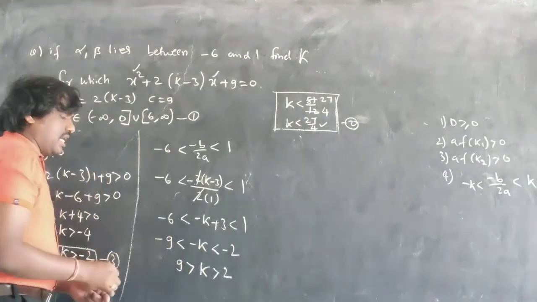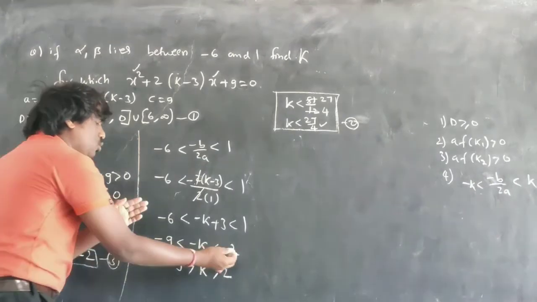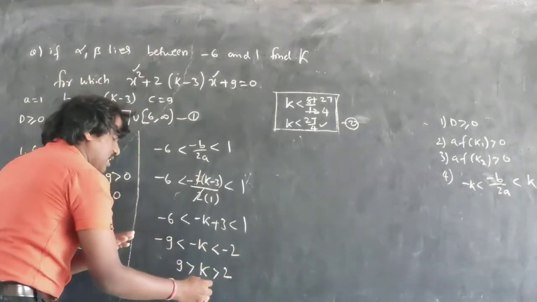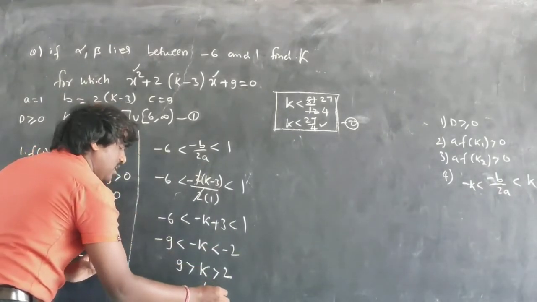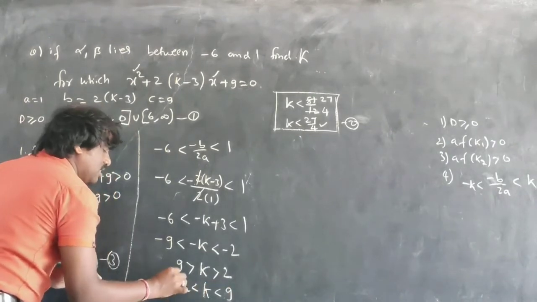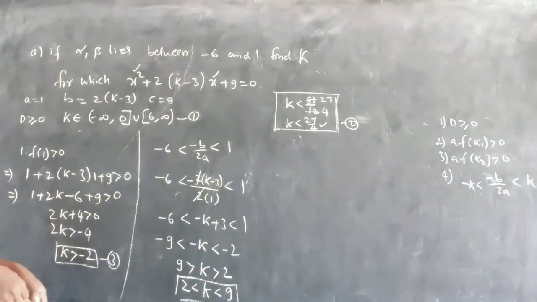So I get k greater than 2 and less than 9. This is the way we get it. It means 2 is shifting here, 9 is shifting there, so k is in between 2 and 9. That's what I am getting.